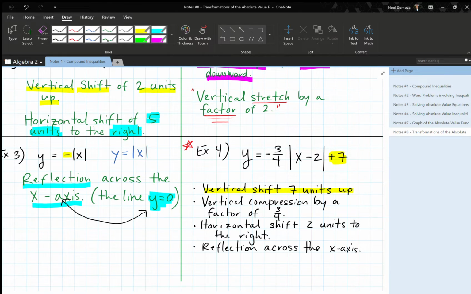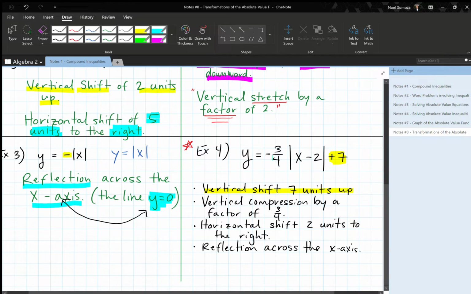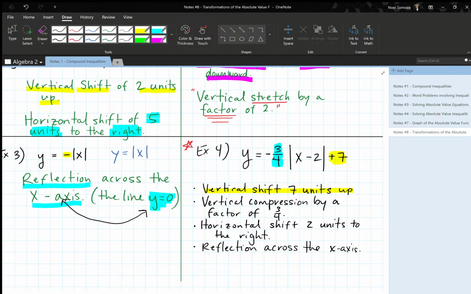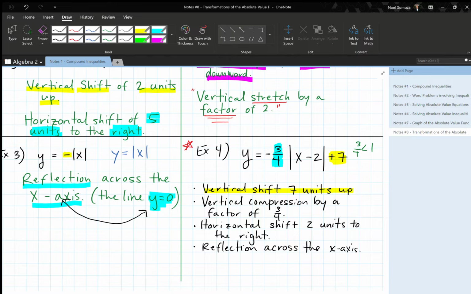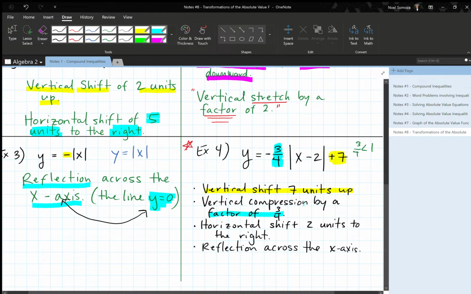Next, let's go and take a look at the 3/4, right? The fact that it's 3/4. I'm not looking at the negative. I only care about the fraction here. Okay, 3/4 is smaller than 1, right? We agree. So when it's smaller than 1, we get a vertical compression. Okay, it compressed the graph. It's going to be wide, right? So it's a vertical compression by a factor of 3/4.